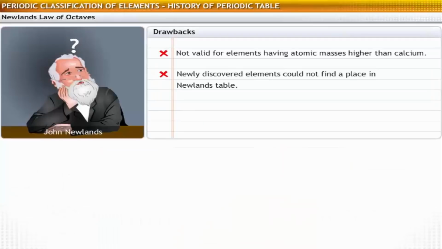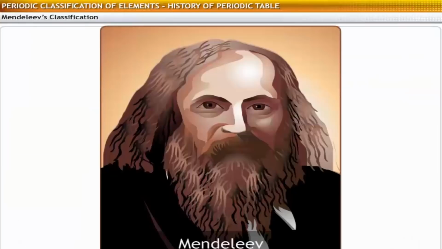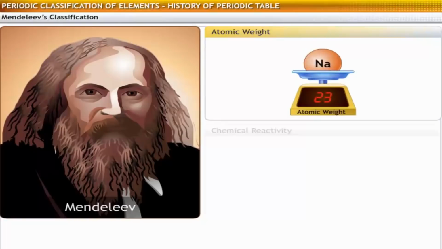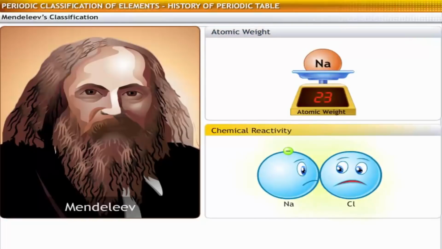However, Newland's law of octaves failed because it was not valid for elements of atomic masses higher than calcium. Newly discovered elements could not find a place in Newland's table. Mendeleev based his work on the research by Newlands and took it further. He felt that effective grouping of elements and prediction of properties could be based on two parameters: atomic weight and chemical reactivity.